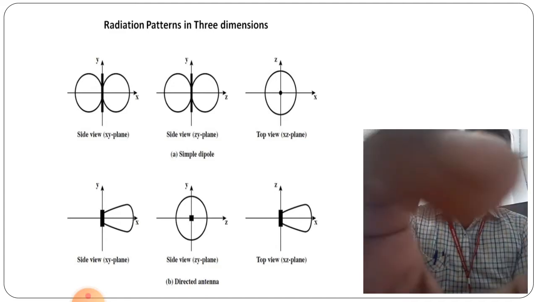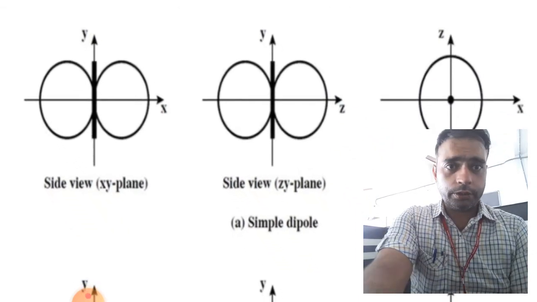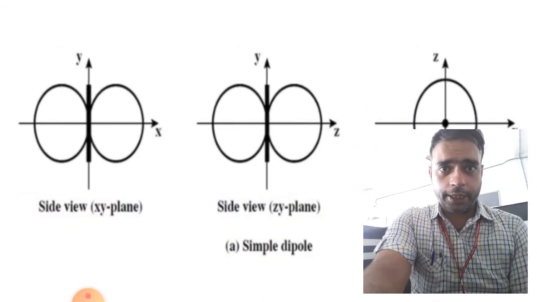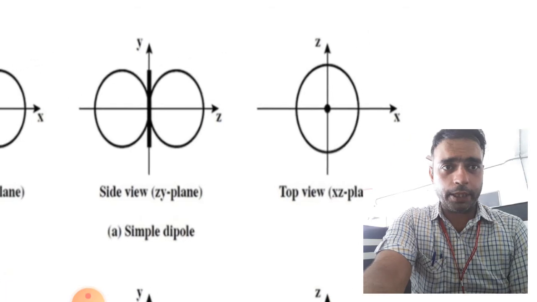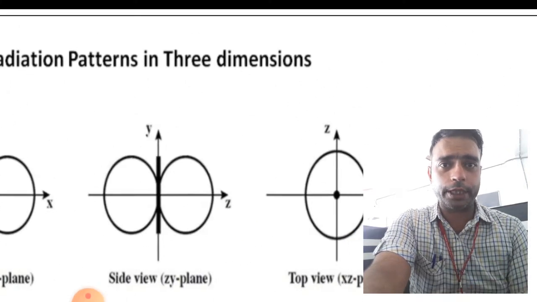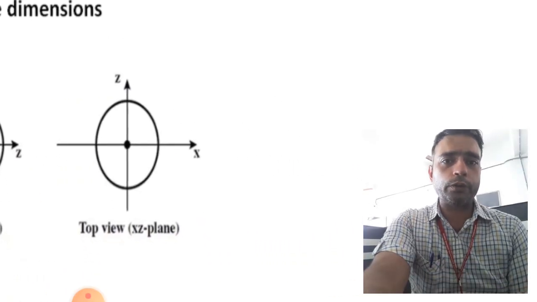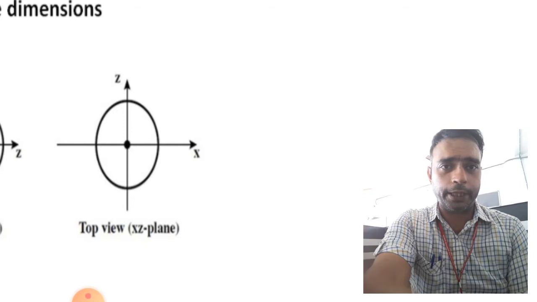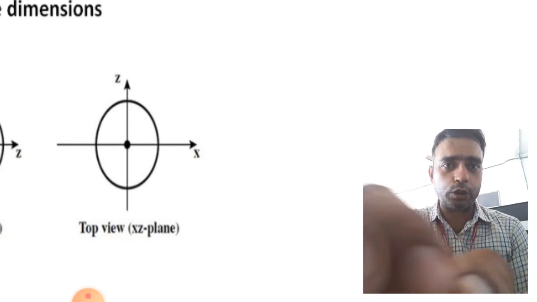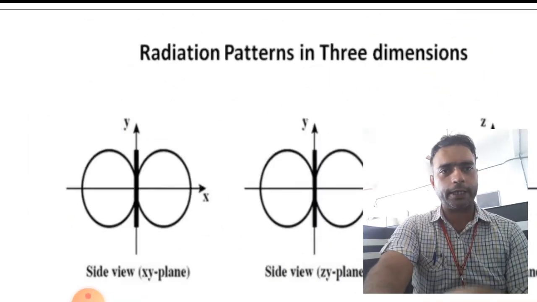Now, radiation patterns in three dimensions. Here we are able to see the xy plane, the yz plane, and the xz plane. So different views are there that we are able to see, right? If we look at the top view, we are able to see in this exact plane that the dotted part is at the center and only the circular part is given.